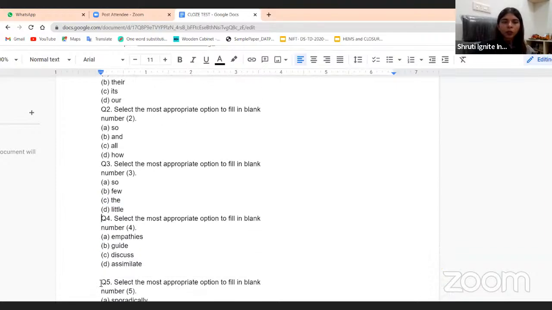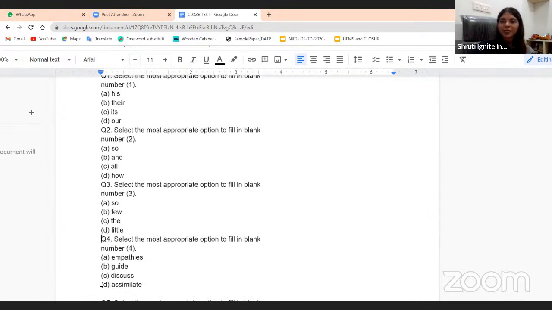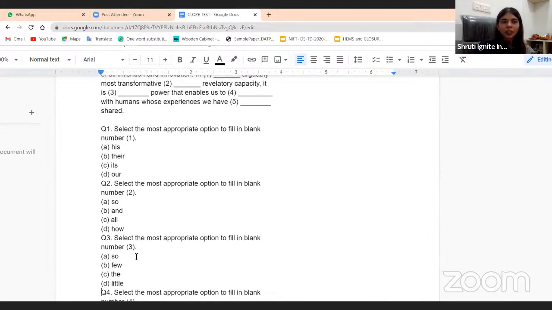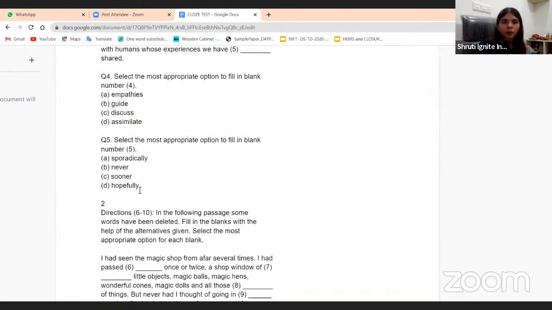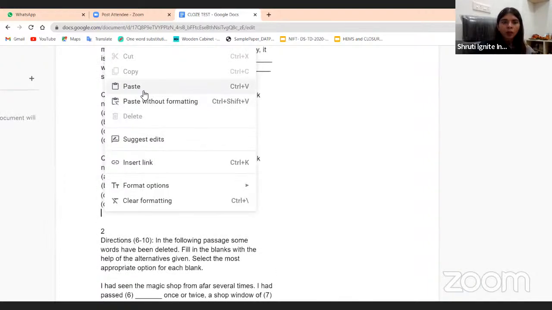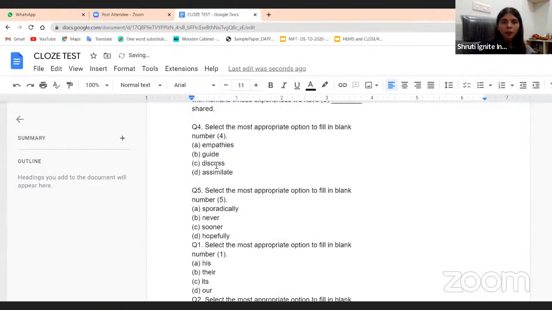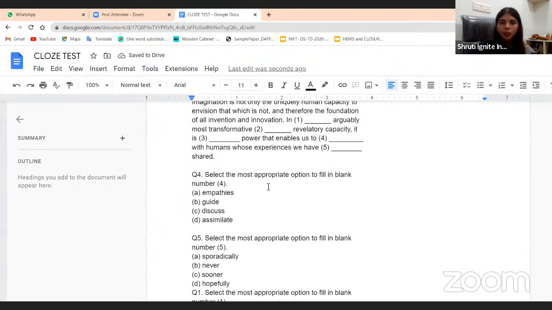Now come to question number 4. How do I make it visible so that the options are also seen? I'll just shift these down. Now you can look at the next option. So the 4th question you're supposed to look at now. This is the fill in the blank.